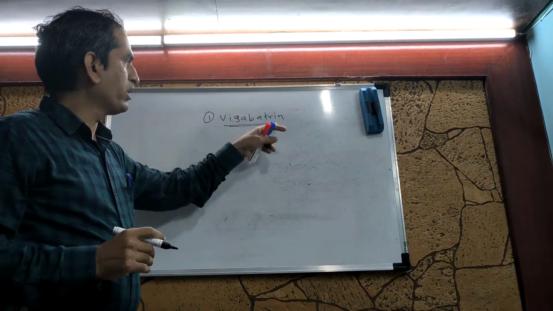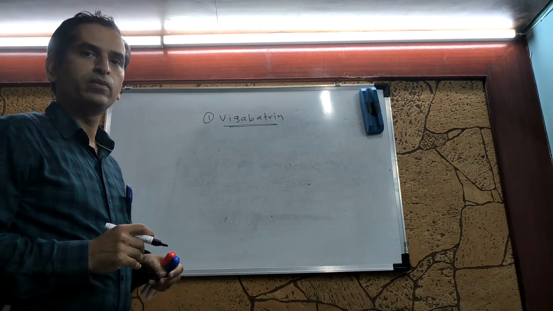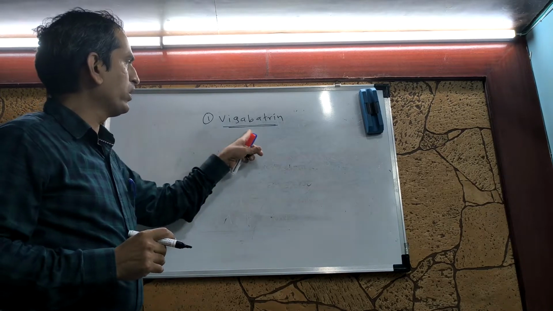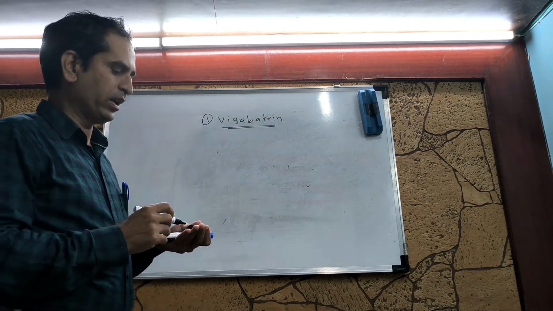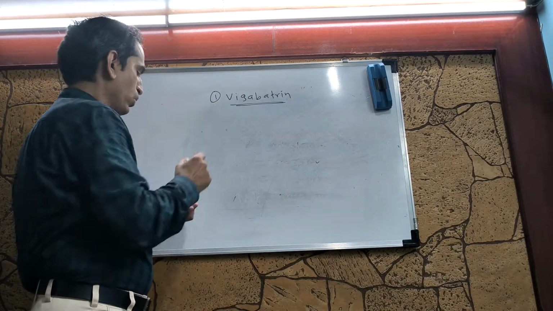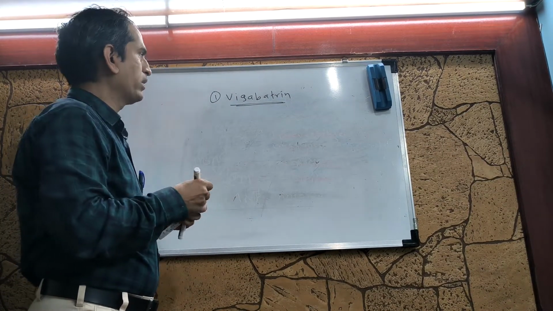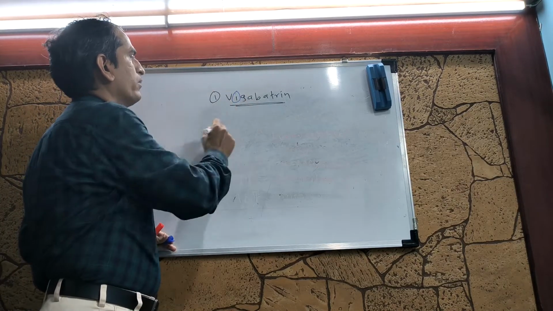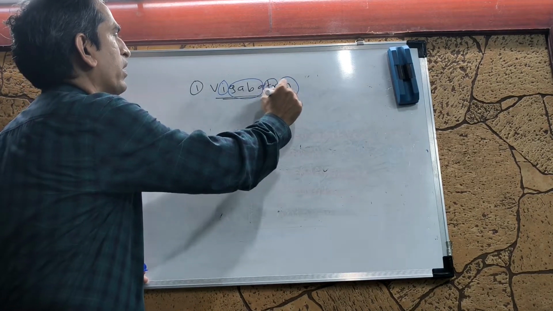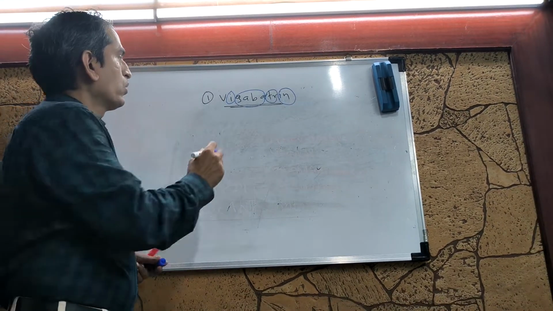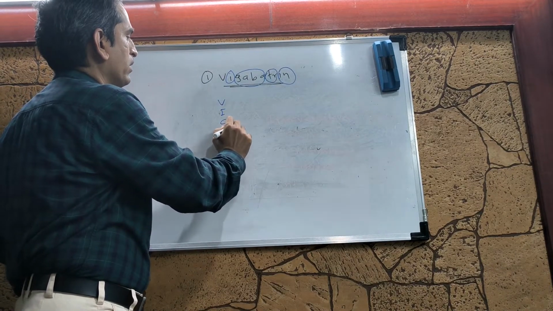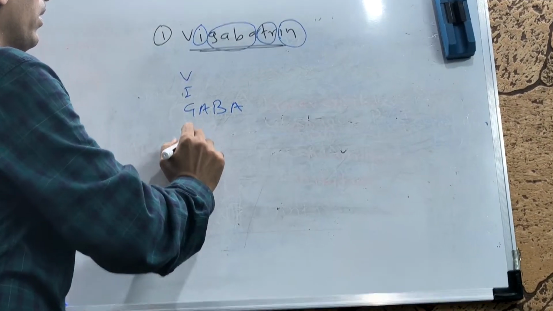If I want to remember the mechanism of action of vigabatrin, the mechanism is hidden in the name itself. If you carefully look at this word, try to see where the mechanism is hidden. Looking at the individual letters, I will mark I, then GABA, then TR, and then inhibitor. So I will now rewrite it as vigabatrin.